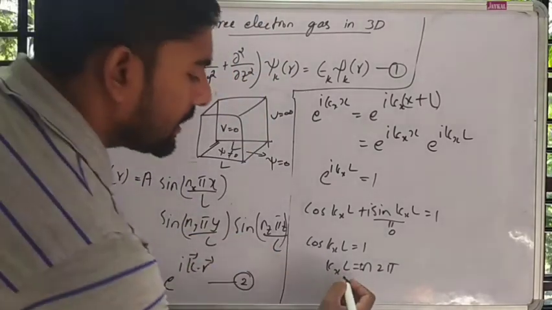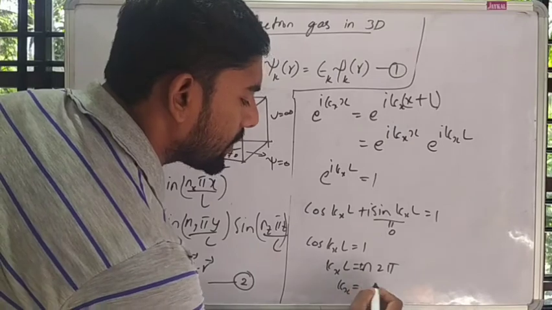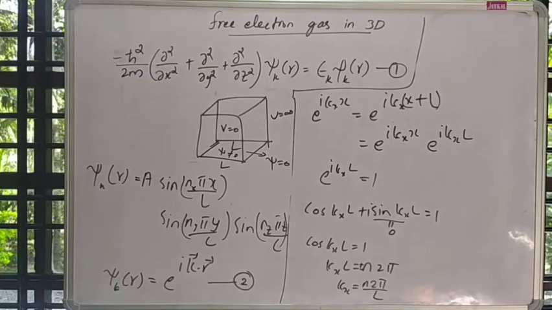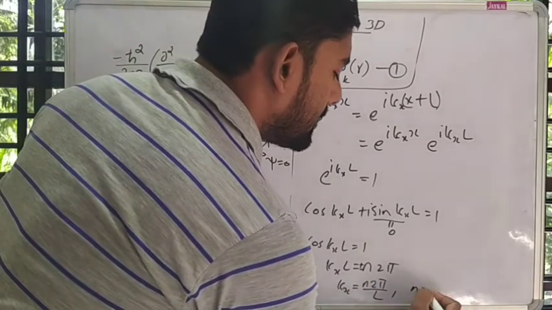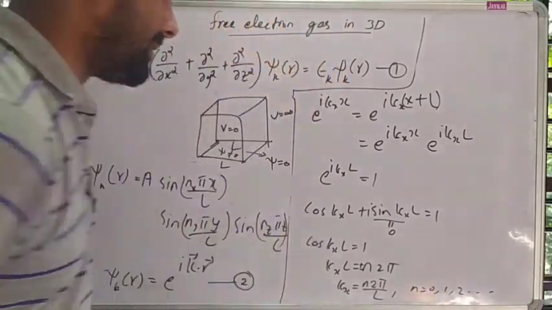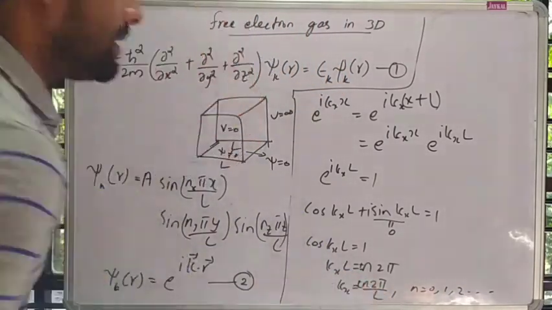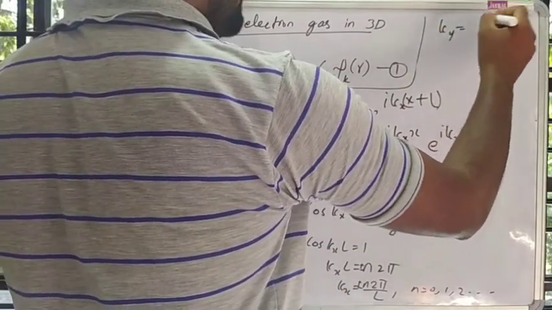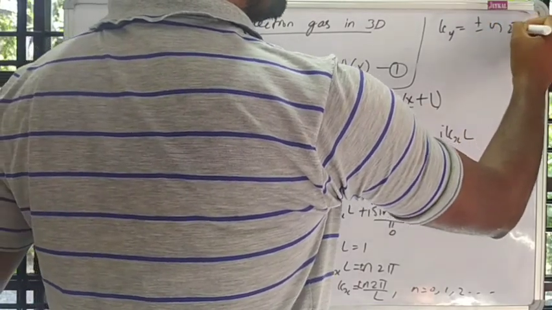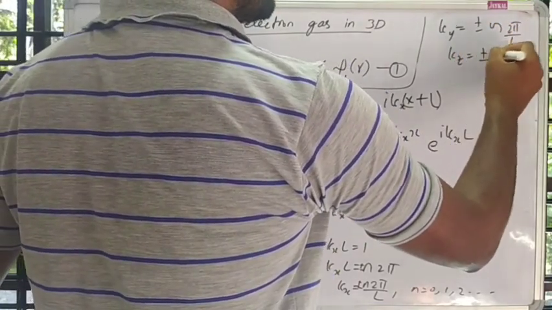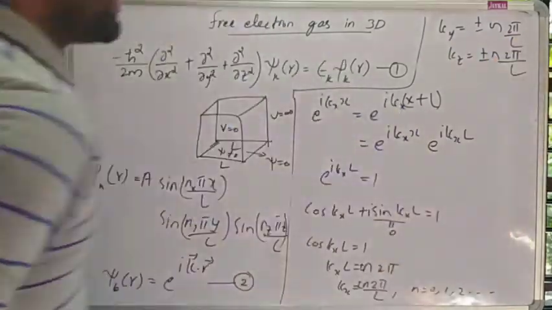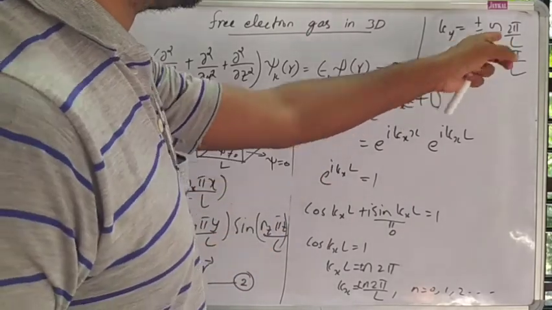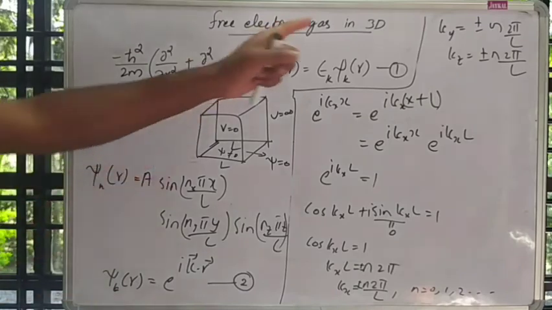From that equation we get kx equal to n into 2 pi over L, where n is equal to 0, 1, 2, 3, etc., plus or minus. In a similar manner we get ky equal to plus or minus n into 2 pi over L, as well as kz equal to plus or minus n into 2 pi over L. So we got the values of the wave vector in different directions.